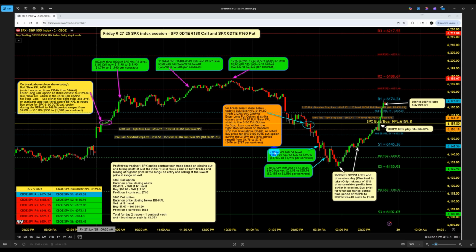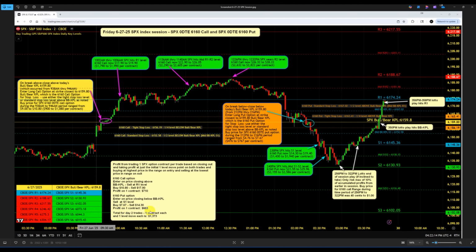Okay, so at 2:30 p.m., roughly 15 to 18 minutes later, SPX hits the S1 level. The 6160 put is now 1430, a range of 1430 to 1940 during that time period, which is $1,430 to $1,940 per contract. So we take the worst case scenario buy here at 767, the worst case scenario sell here at 1430, and the profit on that one contract is $663.